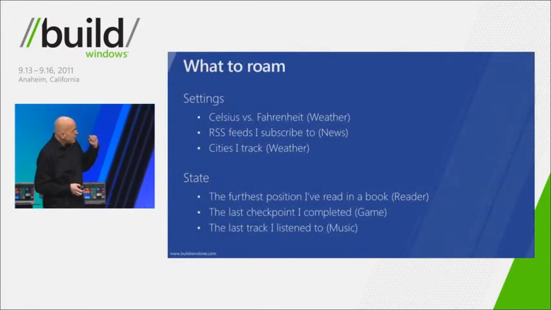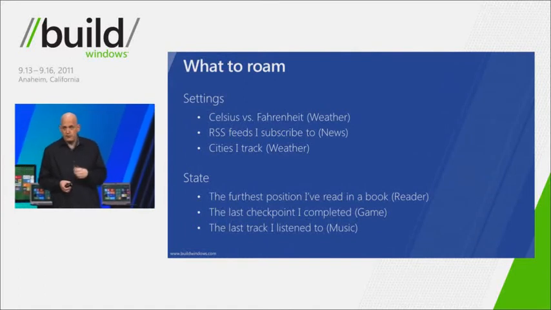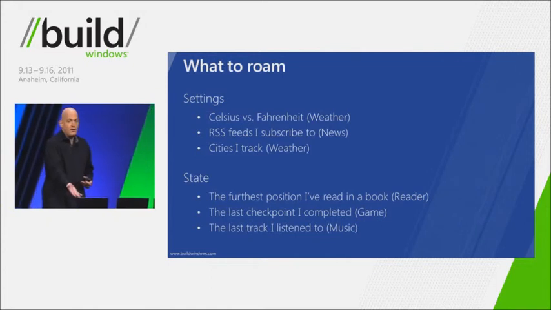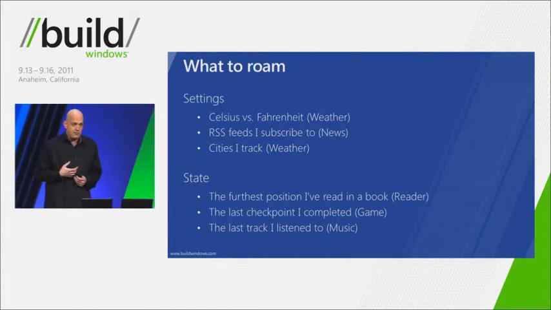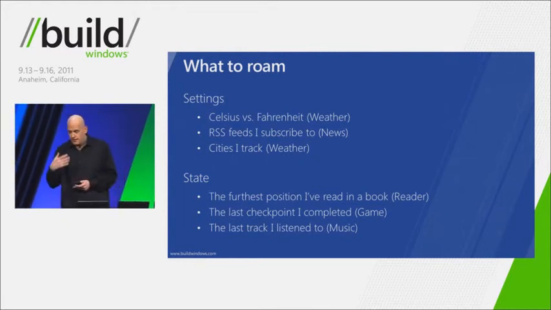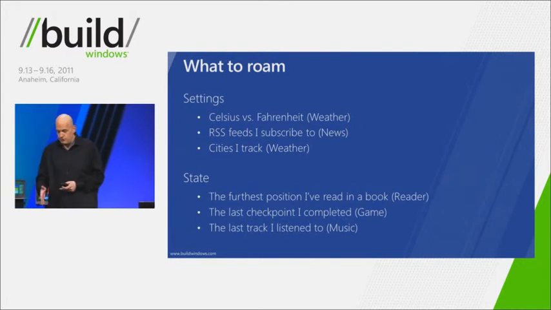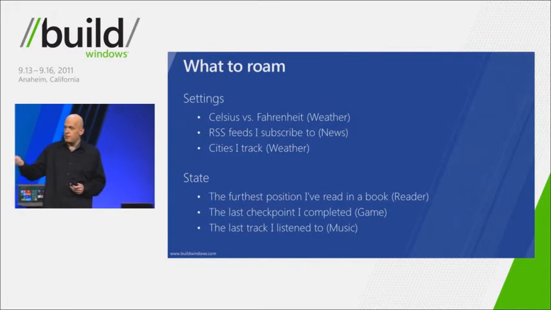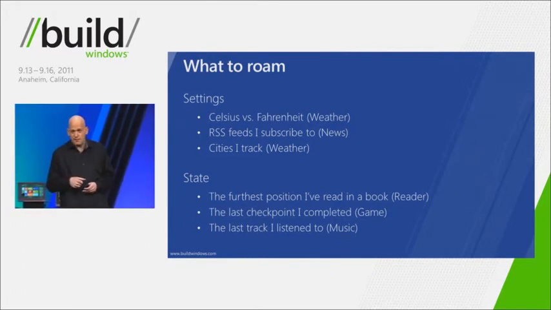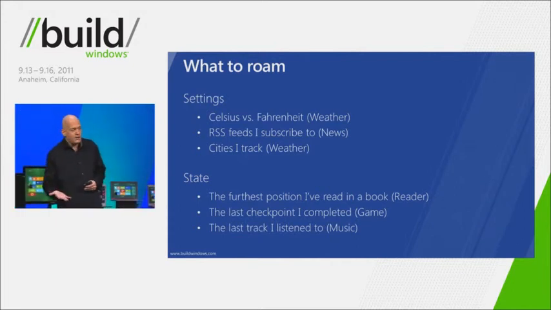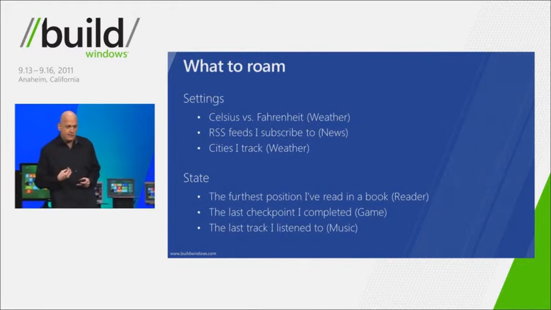So an example, and I showed a few of these, like you'd expect to remember Celsius versus Fahrenheit. You'd expect to remember the feeds that I subscribe to. You'll see this working already in the build that you're getting. The news app, if you set up feeds, if you say, I love this feed, it'll be there on your other PC. In terms of state, if I'm writing a reader app, I expect it to remember where I was last time and pick that up on another PC. It should remember the last checkpoint in a game that I completed. It should remember the last track I listened to in music. So it's about, on any device that you're on, Windows knows you, it remembers you, and it makes a seamless experience.